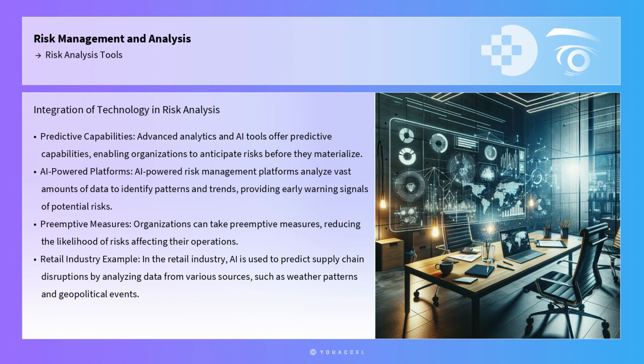In the retail industry, AI is used to predict supply chain disruptions by analyzing data from various sources, such as weather patterns and geopolitical events. By anticipating these disruptions, retailers can adjust their inventory levels and distribution strategies, ensuring continued product availability.